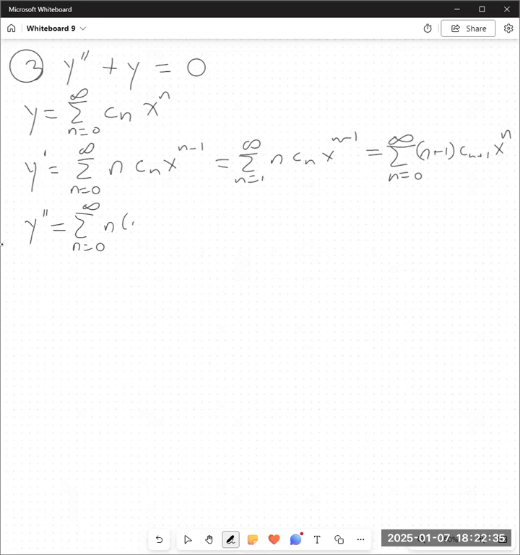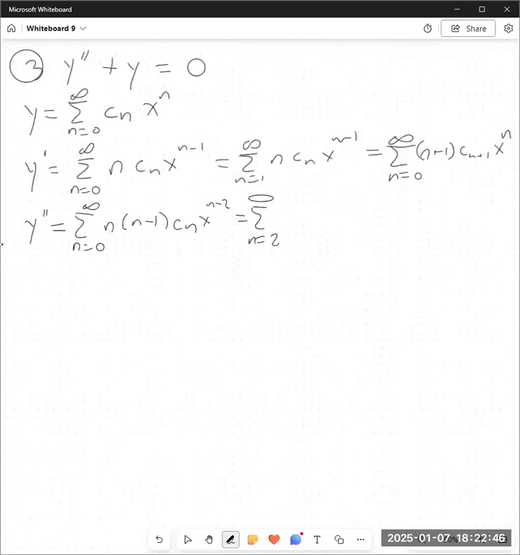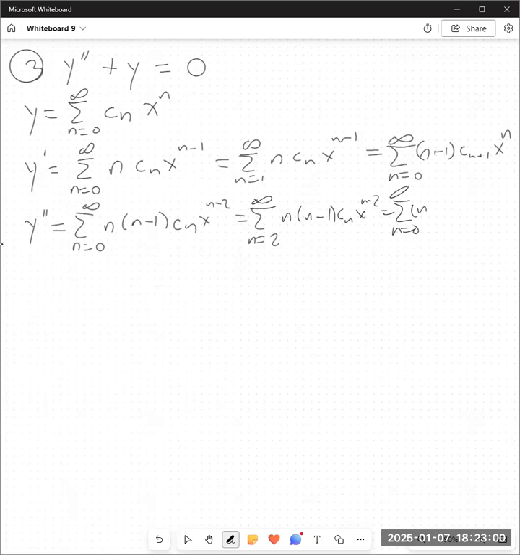So for y double prime, n times n minus 1, c n x to the n minus 2. So 0 and 1 are both going to give us zeros, so we'll start at 2, and then we have n times n minus 1, c n x to the n minus 2. And that's going to become the sum from n equals 0 to infinity of n plus 2, n plus 1, c sub n plus 2, x to the n.